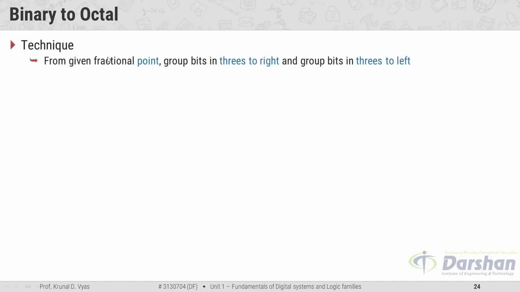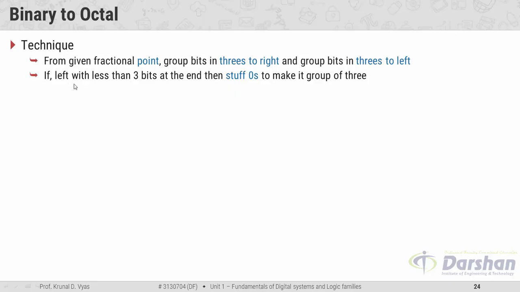Second section covers binary to octal conversion. The technique is, from the given fractional point, group bits in 3's to the right and group bits in 3's to the left. If you are left with less than 3 bits at the end, then stuff zeros. Stuff means you have to pad zeros to make it a group of 3, and convert each group to octal digits.